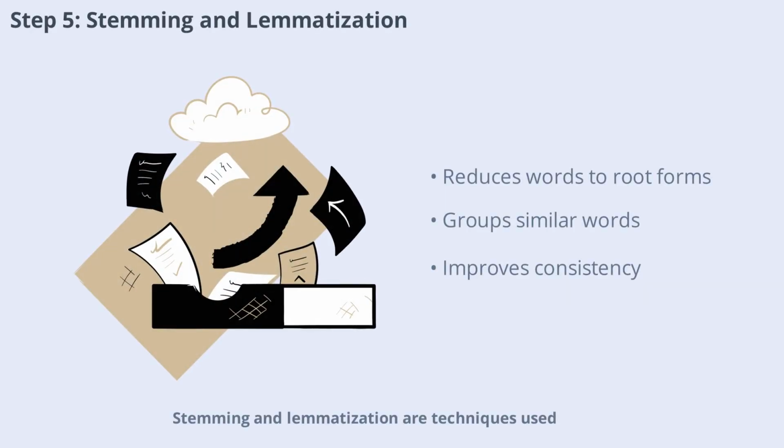Stemming and lemmatization are techniques used to reduce words to their root forms. Stemming chops off word endings, while lemmatization uses linguistic rules to find the base form. For example, running, runs, and ran would all be reduced to run. This helps group similar words together, making our analysis more consistent and meaningful. Choosing between stemming and lemmatization depends on the specific needs of your project.